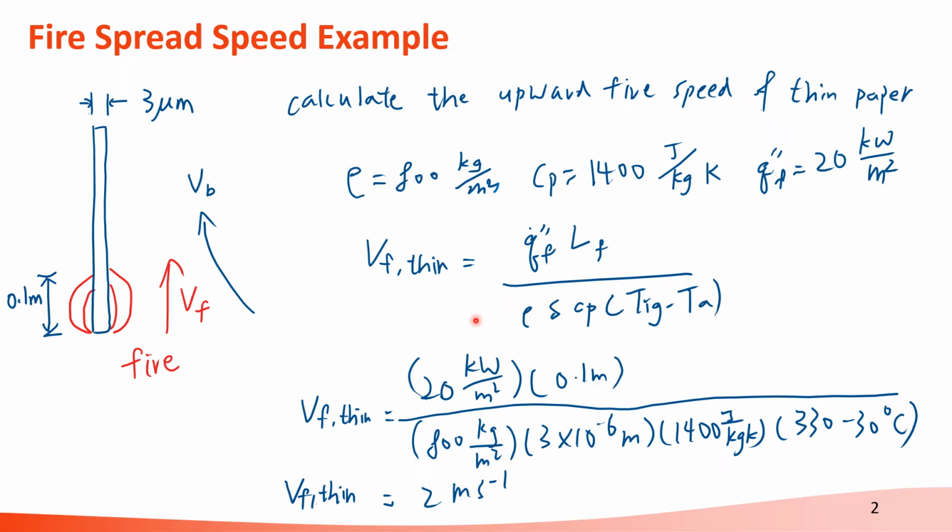So let's substitute everything into the equation: a 20 kilowatt per meter squared heat flux, 0.1 meter flame height, 800 kilograms per meter cubed density, 3 times 10 to the power of minus 6 thickness, and 1,400 joules per kilogram per Kelvin heat capacity. The ignition temperature of anything is equal to the pyrolysis temperature. The pyrolysis temperature is usually around 300 to 350, so let's say 330 in this situation, minus the ambient temperature, let's say 30 degrees Celsius. After calculating this formula, we get the fire spread speed of this situation is equal to 2 meters per second. So this is how you calculate the velocity.